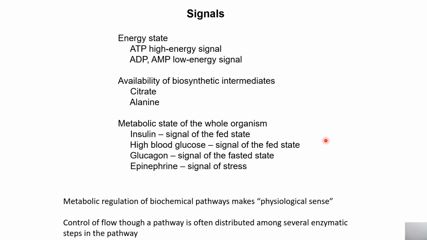Right. So, if we talk about the signals, the energy state: ATP is a high energy signal, ADP and AMP are low energy signals. Okay. So, availability of biosynthetic intermediates, citrate and alanine. A metabolic state of the whole organism: insulin, signal of the fed state. High blood glucose, signal of the fed state. Glucagon is a signal of the fasted state, right? And epinephrine is a signal of stress. So metabolic regulation of these biochemical pathways makes physiological sense. So control of flow through a pathway is often distributed among several enzymatic steps in the pathway.